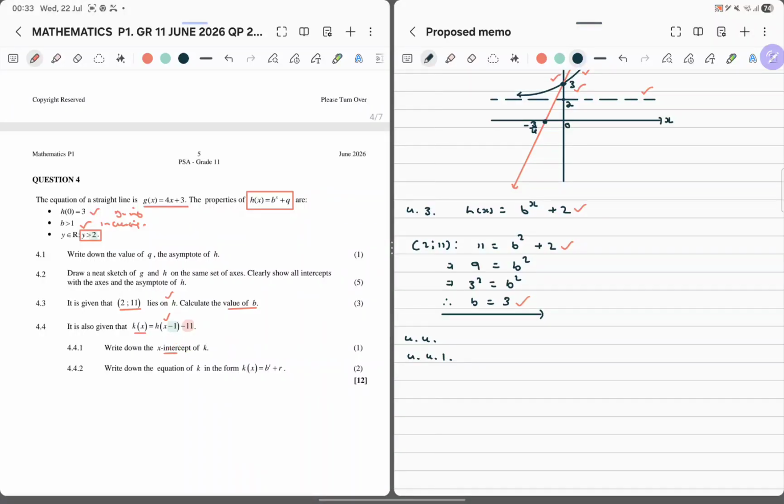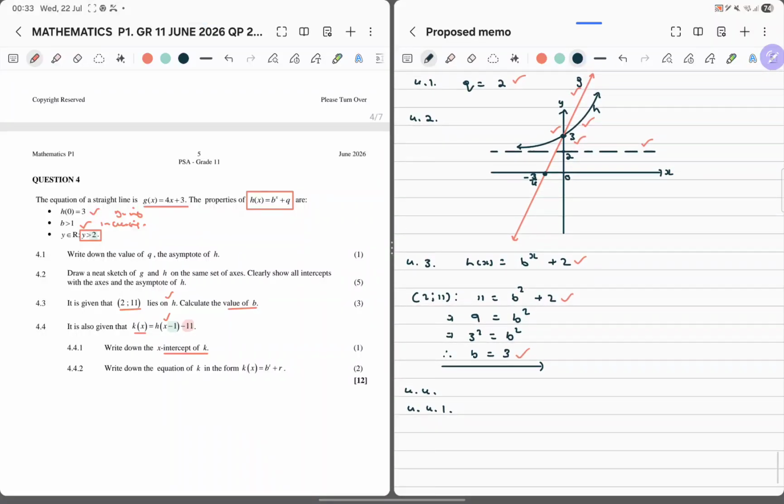4.4.1 says write down the x-intercept of K. Now obviously, folks, we need to be skilled now at checking things out. Remember, we didn't have an x-intercept in H. So if we move this to the right by 1 unit, will it affect anything? Moving the graph horizontally does not give us an x-intercept, okay? But what gives us an x-intercept is moving the graph down. So if we move this graph down, where will our x-intercept be?